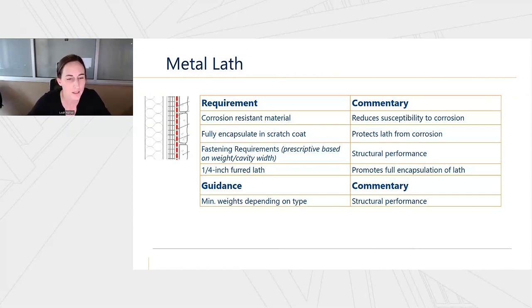In the TMS code, it does provide some fastening requirements in some prescriptive tables, and those are predominantly based on the weight of the veneer system as well as the cavity width. And the cavity width is defined as the distance from the outside face of the structural backup, not including the sheathing, to the backside of the scratch coat. One distinction there is that those tables are only for wood and metal studs. So if you're going to use any type of girt assembly, then the fastening requirements need to be engineered.